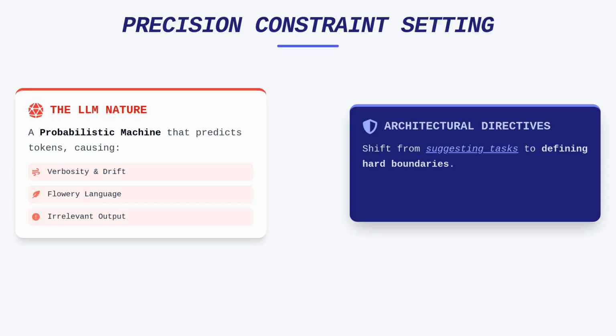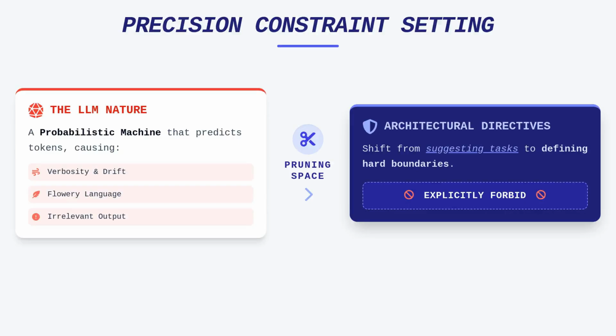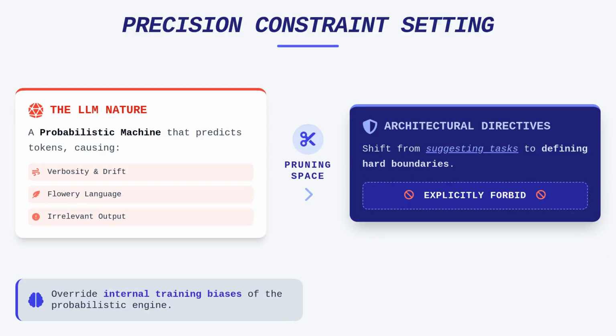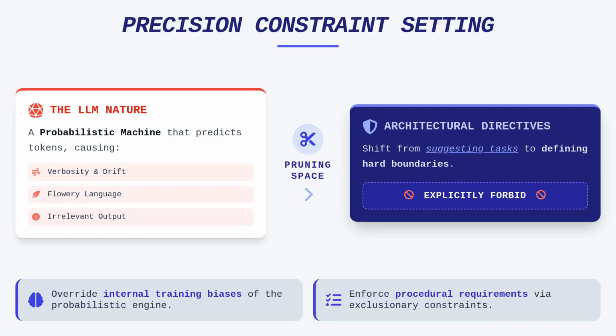This is not purely about what you write, but specifically about what you explicitly forbid the model from considering. By implementing exclusionary directives, we fundamentally prune the solution space that the model explores before it even begins generating text. If you fail to define these negative constraints, you are implicitly giving the model permission to prioritize its own internal training biases over your specific procedural requirements.